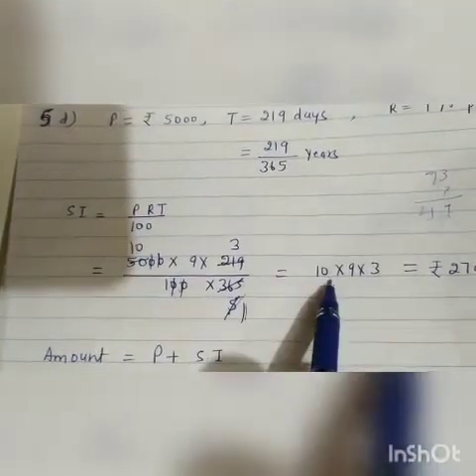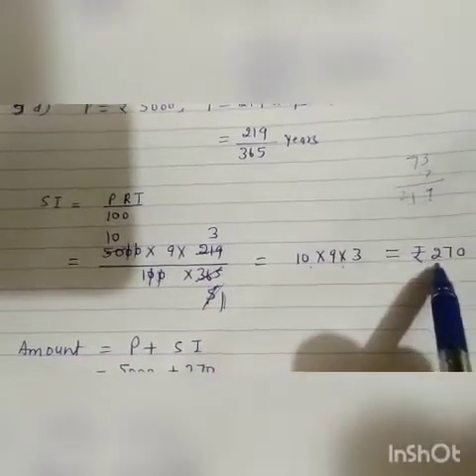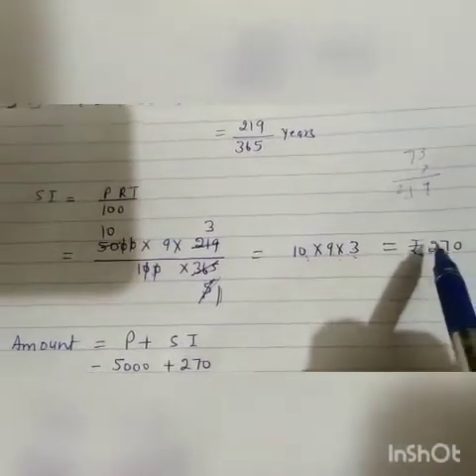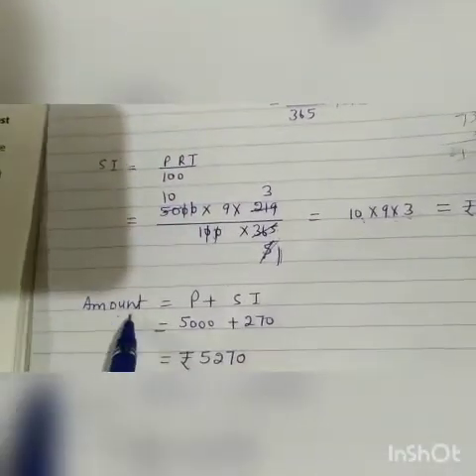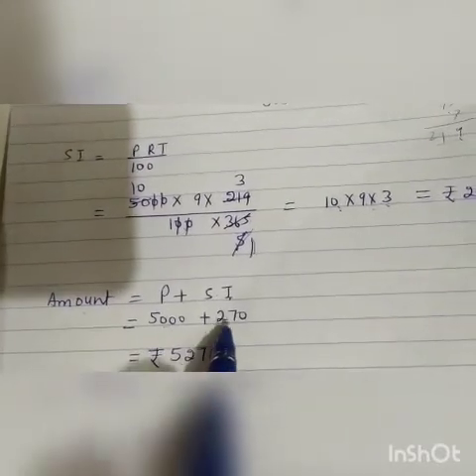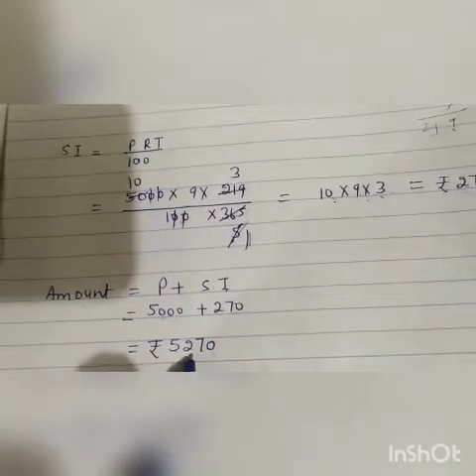Then 10 multiply 9 into 3, it is 270. This is simple interest. Amount is equal principal plus simple interest. When we add this 5,000 and 270, we get 5,270. This is the total amount.